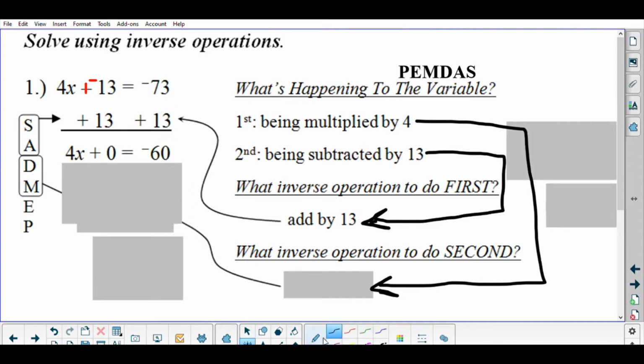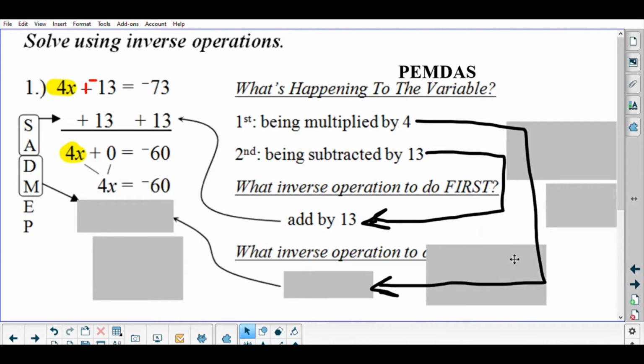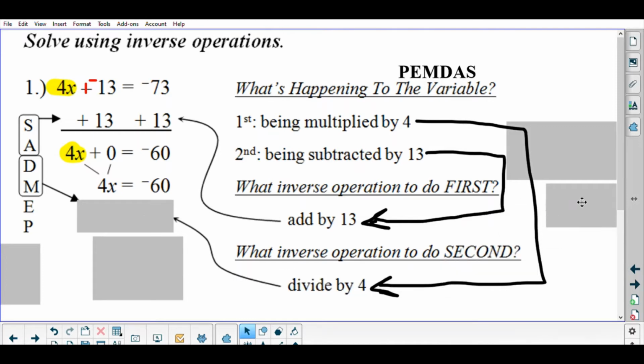But check it out. The 4 that you saw on the 4x, it's still there. When you take 4x plus 0, that'll simplify to just 4x. So this does not magically make the 4 disappear. No, no, no. I know you guys are all very used to having the variable by itself at this point in time because the equations we've been solving a few days ago only had one thing happen to the variable. But you can see here, the 4 is still on the x. So now it's time for the second inverse operation. The inverse of multiplying by 4 is dividing by 4. So we do that to both sides now.